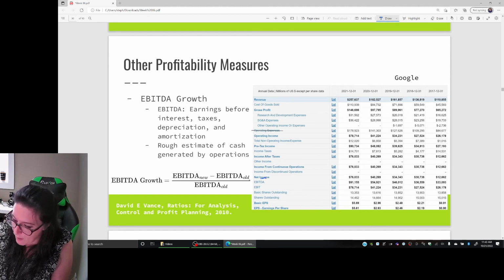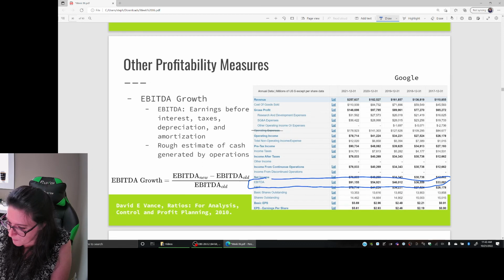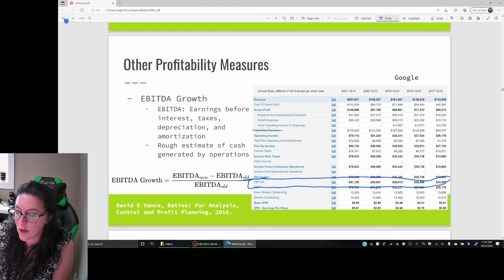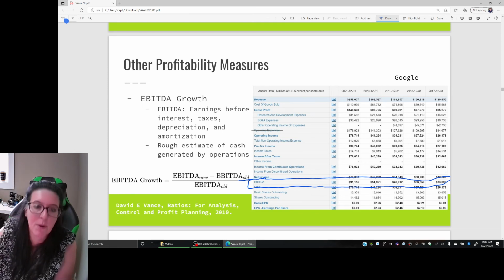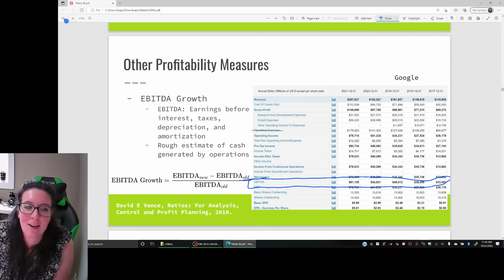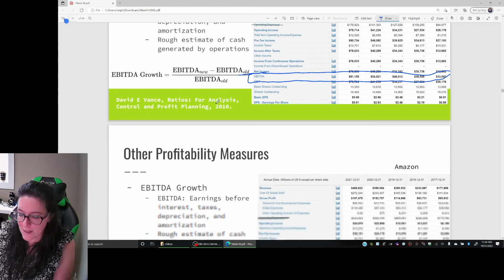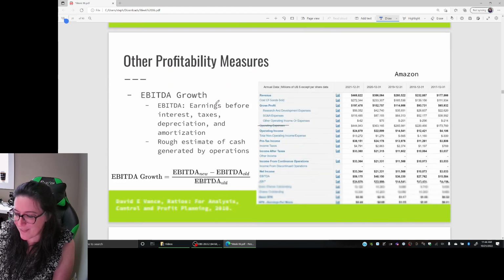So here we have EBITDA. This is for Google. Our older numbers are here on the right, so here's 2017 and up to 2021. Notice the earnings before interest, tax, depreciation, and amortization are on the rise. So we're bringing in more cash every year we are in operations. That's what we're looking for: earnings growth as a way to estimate our profitability.